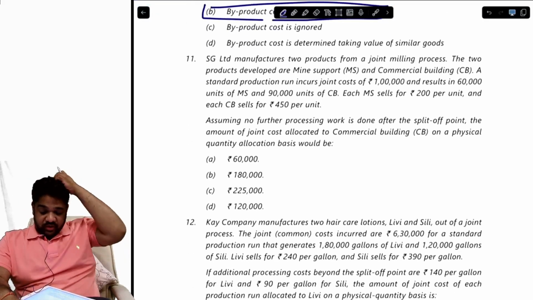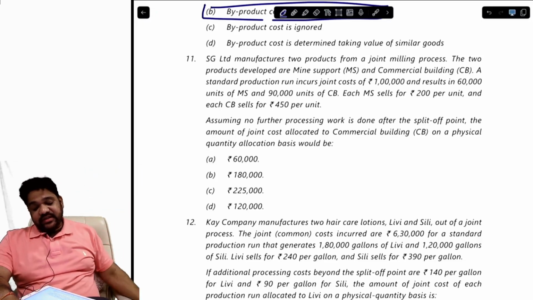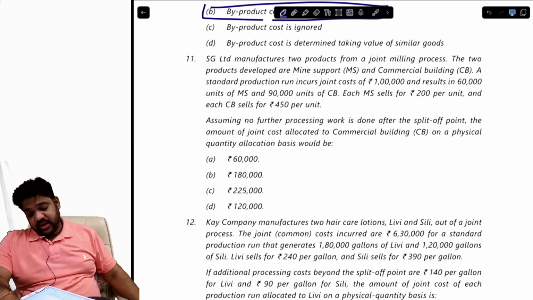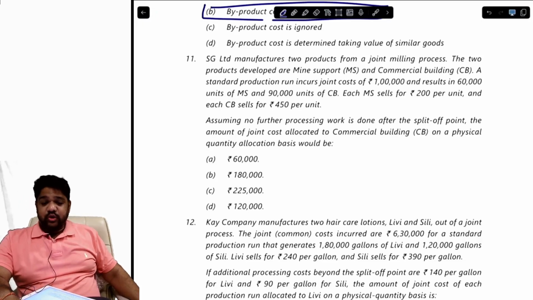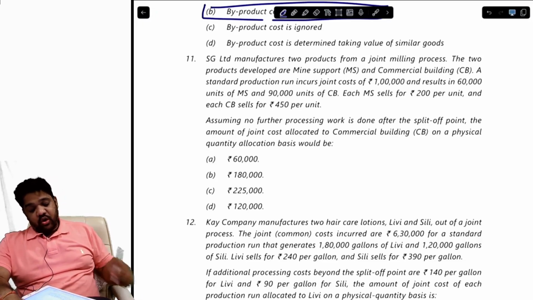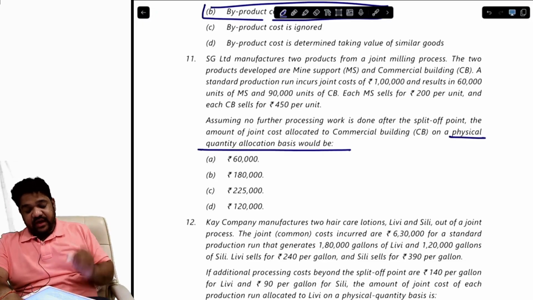Now, the 11th one, what does it say? SG Limited manufactures two products from a joint milling process. The two products are a mine support and a commercial building. A standard production run incurs a joint cost of 1 lakh and results in 60,000 units of MS and 90,000 units of CB. Each MS sells for 200 per unit and CB sells for 450 a unit. Assuming no further processing work is done after the split off point, and the amount of joint cost allocated to CB on a physical quantity allocation basis.